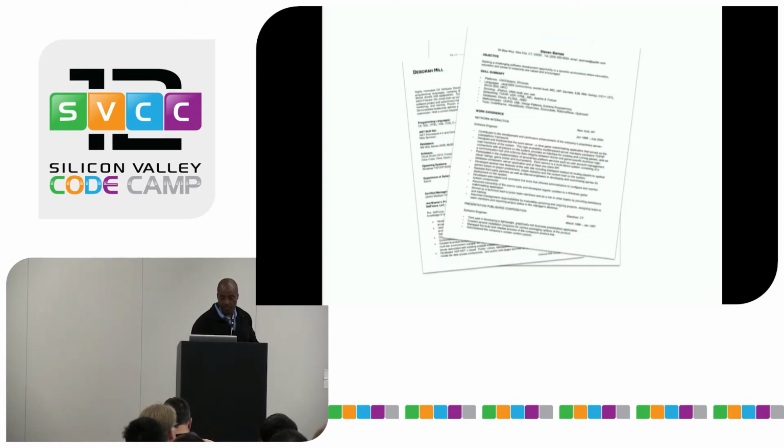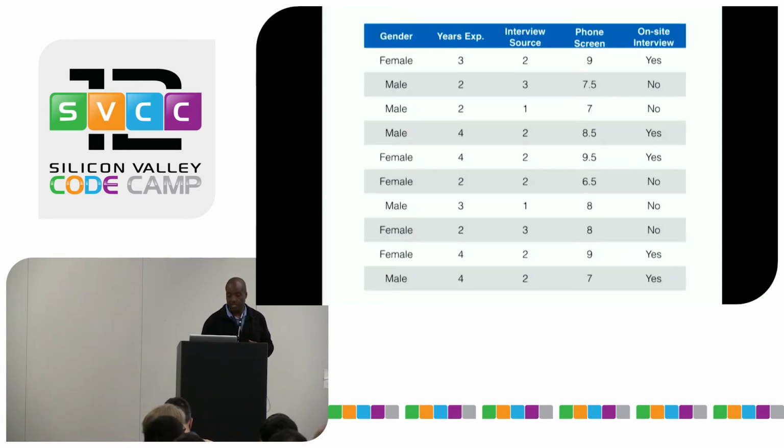And I'll give you an example here. Let's say that we have a bunch of resumes, and we want to predict who's going to get an on-site interview and who's not. Let's look at some data here. We have gender, years of experience, interview source, phone screen, and on-site interview, which is what you're trying to predict. Let's go through this to straighten it out a little bit.